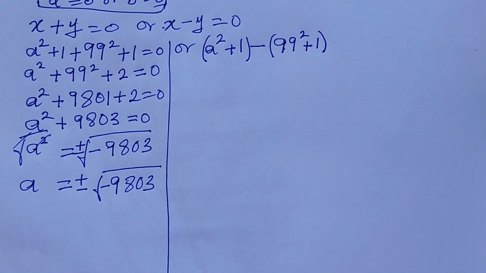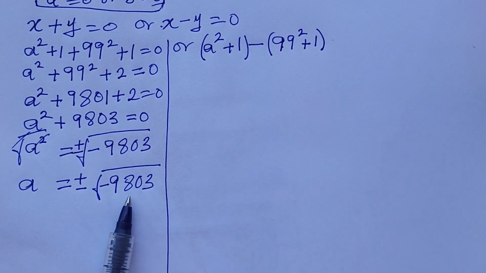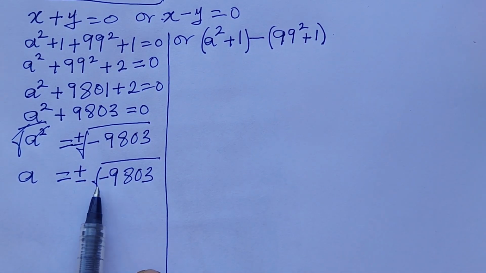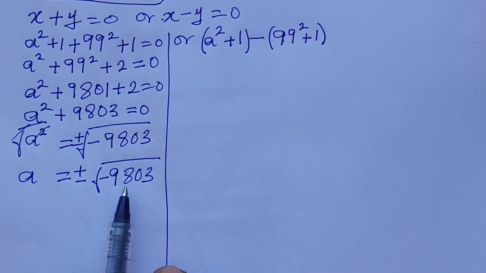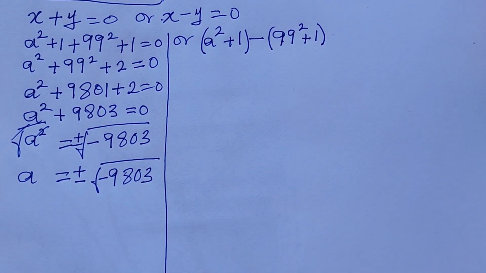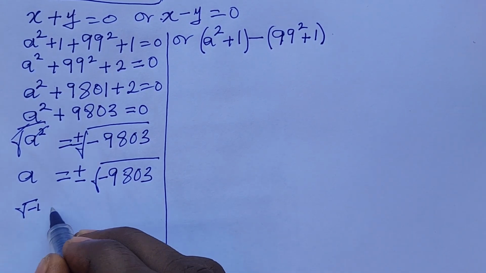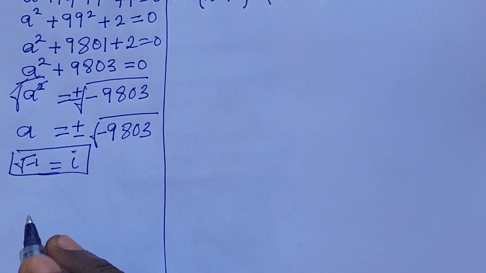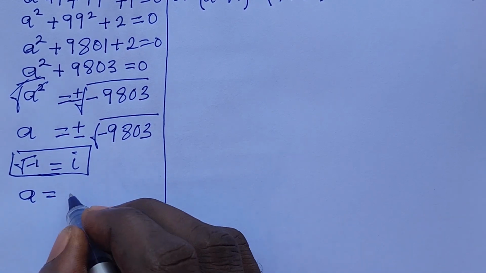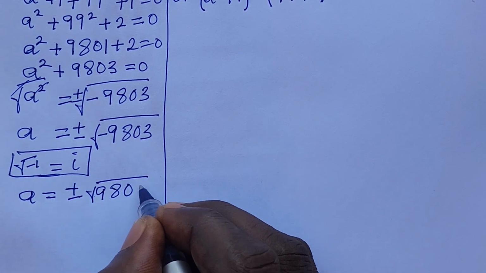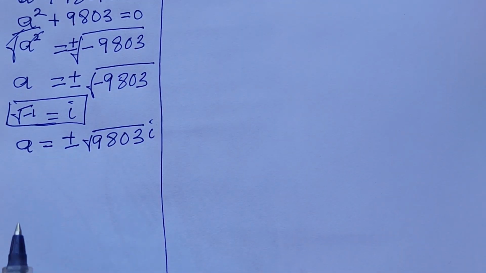But I want to do some crazy manipulation here now. What is that crazy manipulation? I want to eliminate this minus sign in here now. So I can as well write this as minus 1 times plus 9803. That will still give us what we have here now, right? And recall, we know that the square root of minus 1 is equal to iota. We all know this, right? Good. So I can rewrite this expression I have here to give me a is equal to plus minus the square root of 9803 iota.